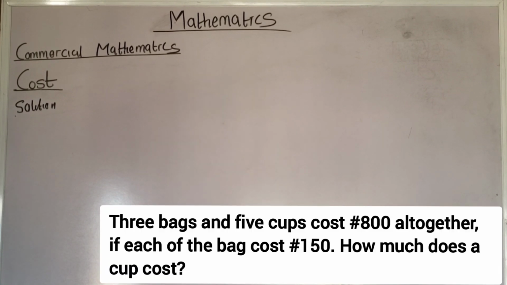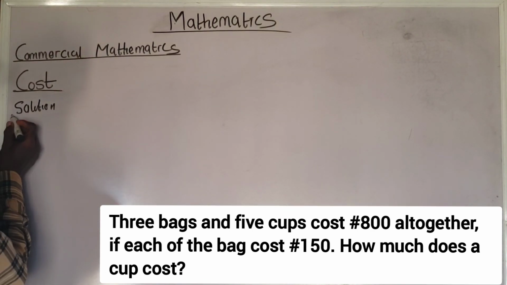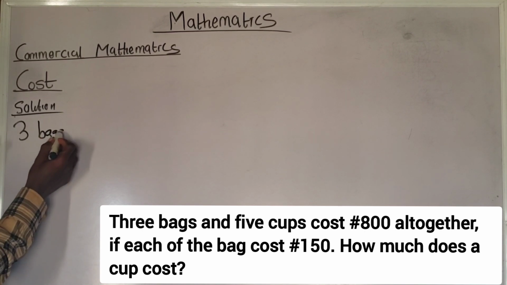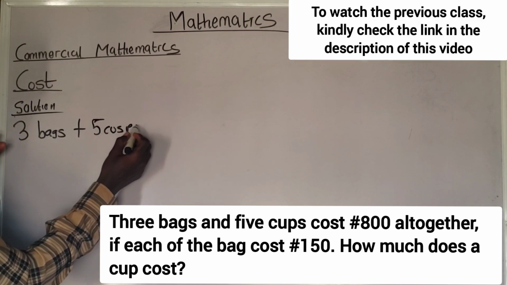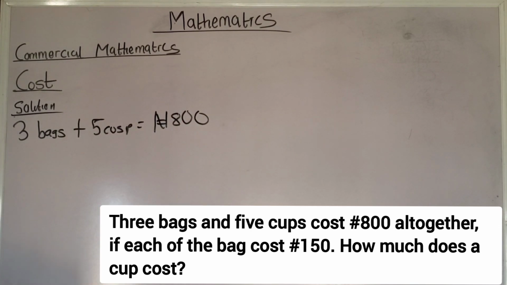3 bags and 5 cups cost 800 naira altogether. If each of the bags costs 150 naira, how much does a cup cost? Let's start by writing out the information given in the question. 3 bags and 5 cups cost 800 naira altogether. That means the sum of the cost of 3 bags plus 5 cups is equal to 800 naira.